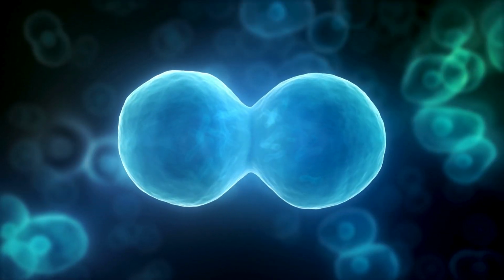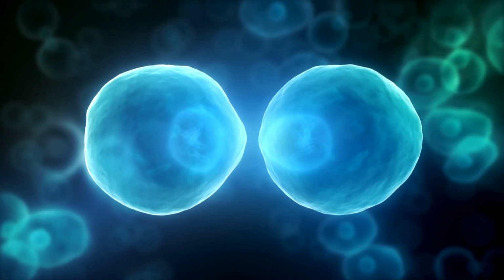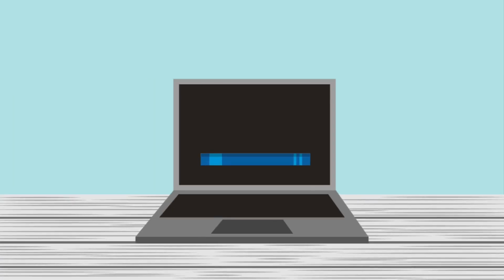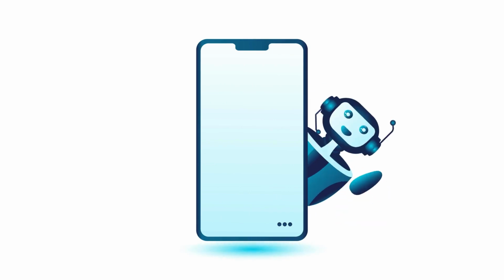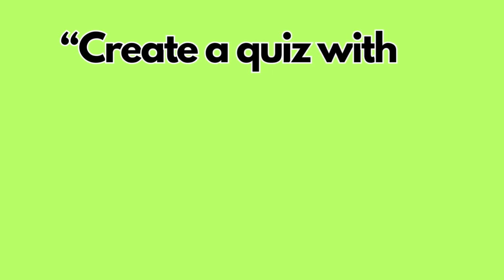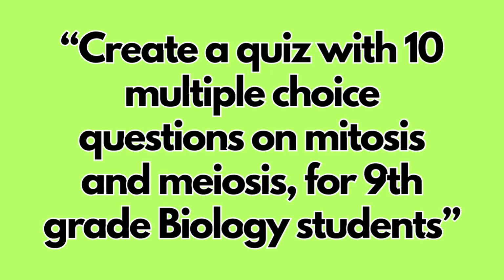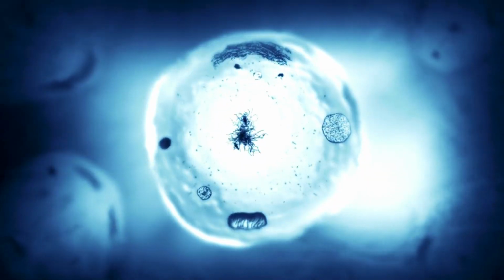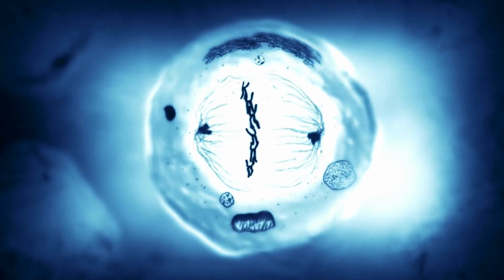Let's say you're teaching a topic like cell division and need to quickly create a quiz for your students. Instead of manually writing out all the questions, you can use AI to generate multiple choice questions, true/false statements, or even short answer prompts. For example, you can prompt AI to generate a quiz by saying, "Create a quiz with 10 multiple choice questions on mitosis and meiosis for 9th grade biology students." The AI can then create a variety of questions that align with the learning goals of the lesson.